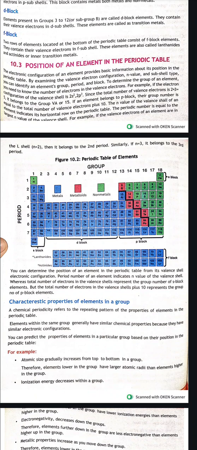If an element belongs to the p block, its group number is equal to the total number of valence electrons plus 10. The n value of the valence shell of an element indicates its horizontal row on the periodic table. The period number is equal to the largest n value of the valence shell. For example, if the valence electrons of an element are in the L shell, then it belongs to the second period. Similarly, if n is equal to 3, it belongs to the third period.